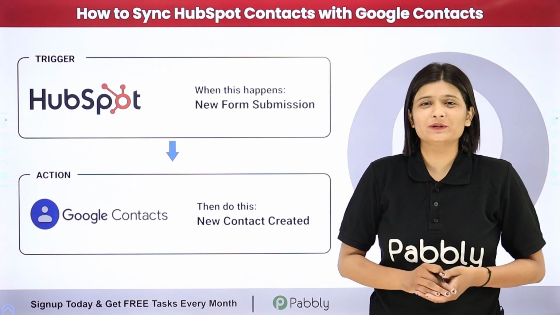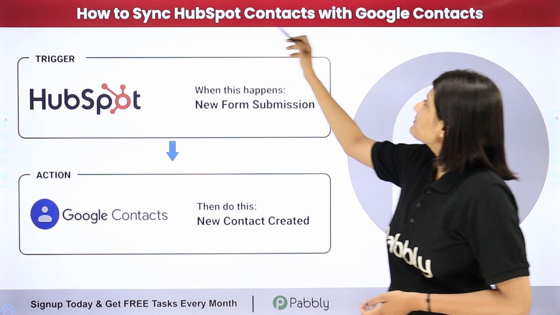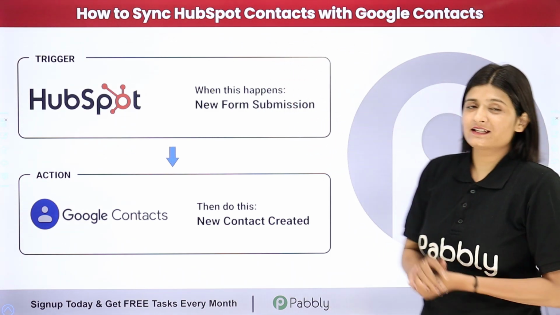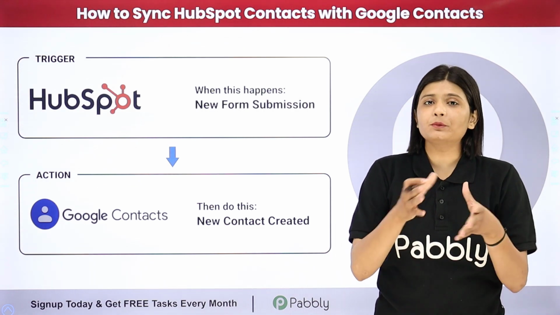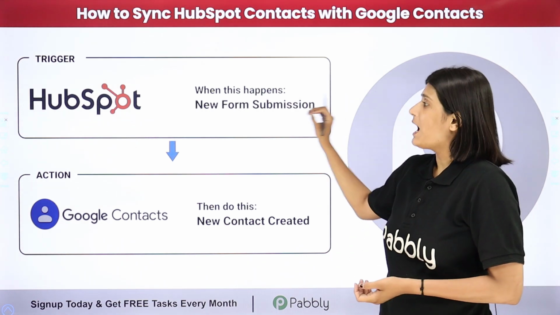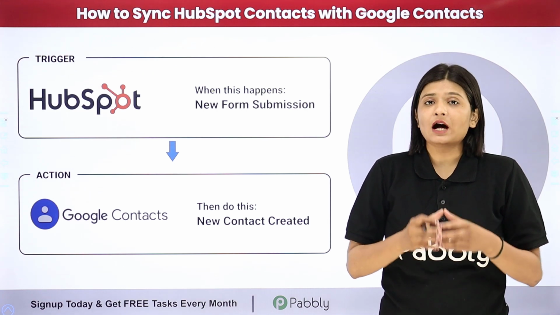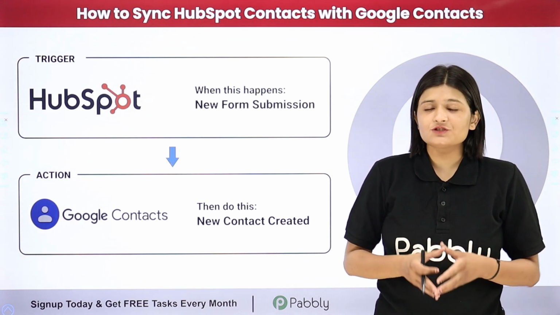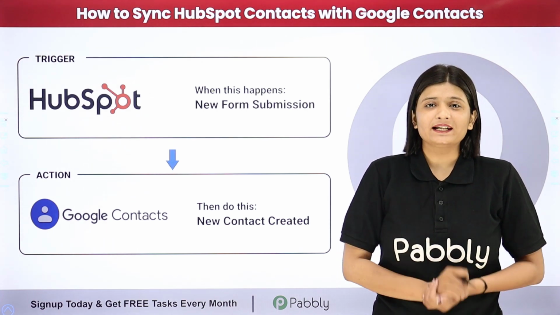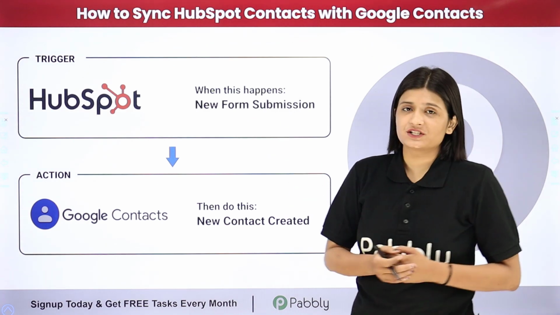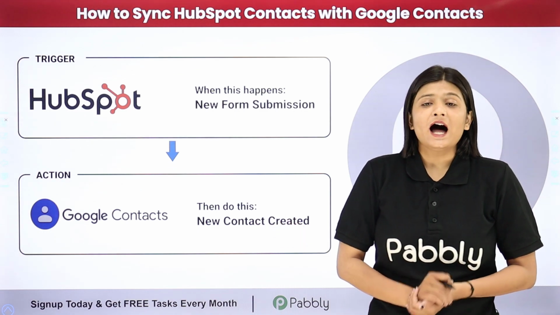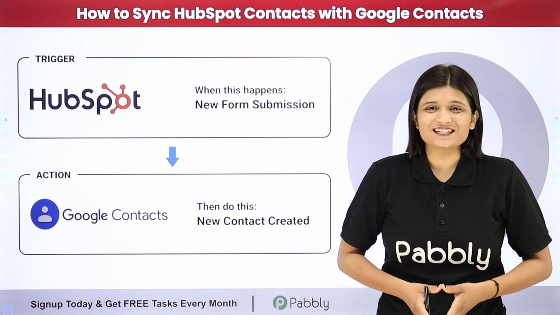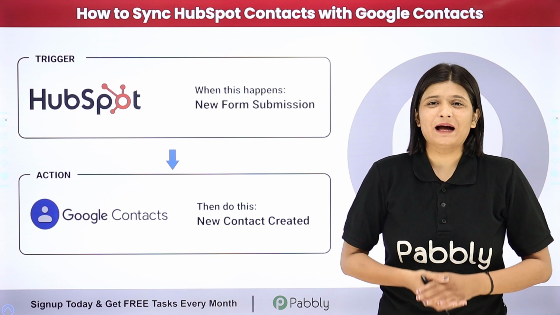So in this video, we are going to learn how to sync HubSpot contacts with Google Contacts. So let's suppose I'm running a real estate agency and I'm collecting all the potential leads with the help of HubSpot form submission. Now I want whenever someone submits this form, a contact is automatically created in my HubSpot CRM and then the same contact is created in my Google Contacts. I completely want to automate this process, and to do this I'm going to use Pabbly Connect.